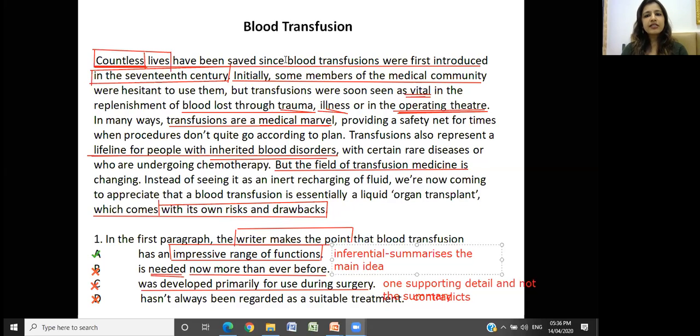Like here, the topic is so easy, isn't it? The blood transfusion. So the writer doesn't need to give any generalized information. Everybody knows what blood transfusion is. But whenever the writer is discussing an unknown or less familiar topic, then usually the writer would start that paragraph by giving out some fact, like by saying that statins are used for the treatment of heart diseases.